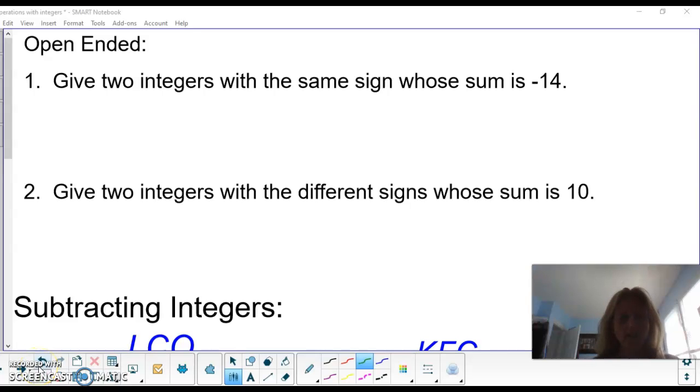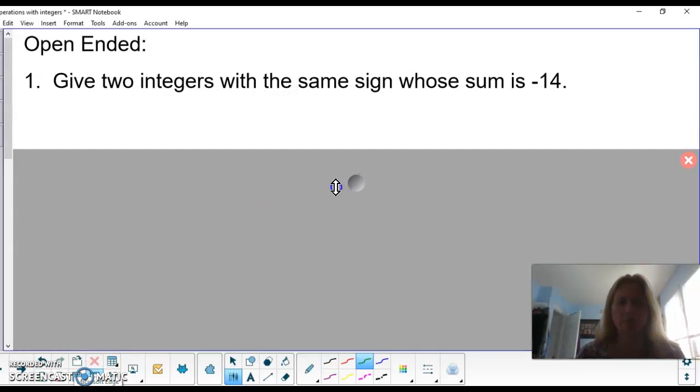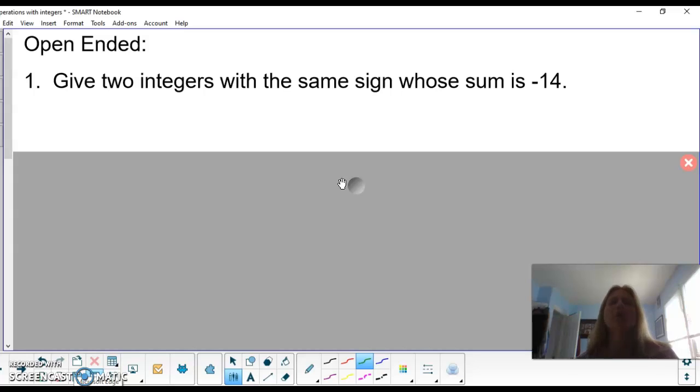Okay, the last thing I want to go over are open-ended questions. Here is where you could all come up with different answers, but I want you to think about how you are going to come up with a problem where I give you the sum or the difference or the product or the quotient. Now, what are all those words? Well, let's talk about sum. Sum, you should know, is the answer to an addition problem.